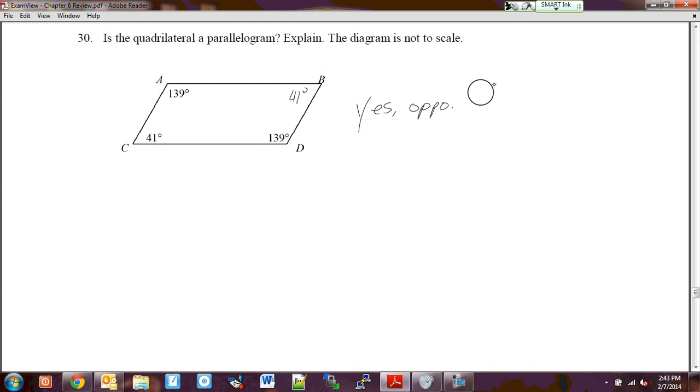Yes, opposite angles are congruent, making opposite sides parallel.